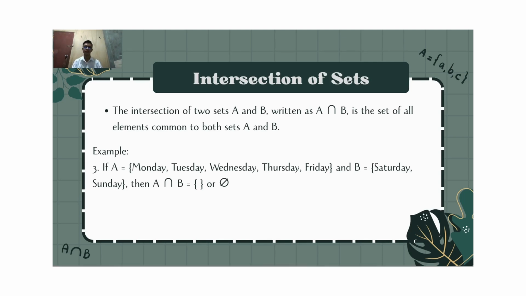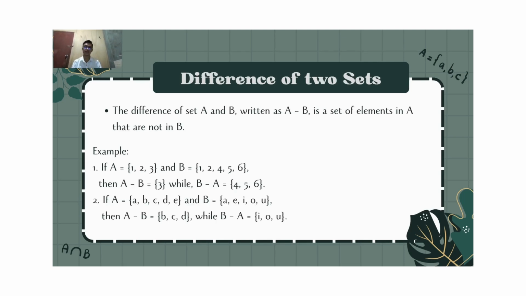On the next slide, we have the difference of two sets. This is the last operation on sets. It states there that the difference of sets A and B, written as A minus B, is the set of elements in A that are not in B, or B that are not in A, vice versa. We can do that.